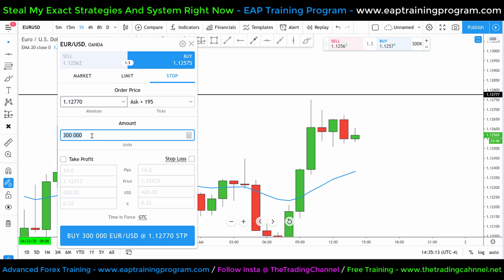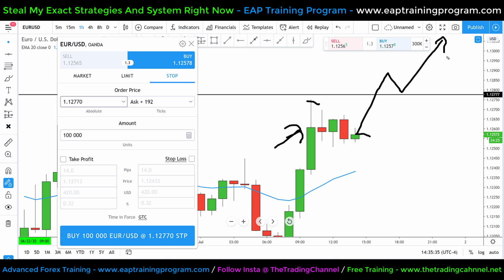You would put the amount of units you want. Let's say you did a standard lot. You would put the amount of units that you want to purchase at that specific price. And what that means is that if the market, again, breaks out of this high, the high of this green candle right here, I expect it to go higher. If the market breaks out of that high, I expect that we're going to go a lot higher.